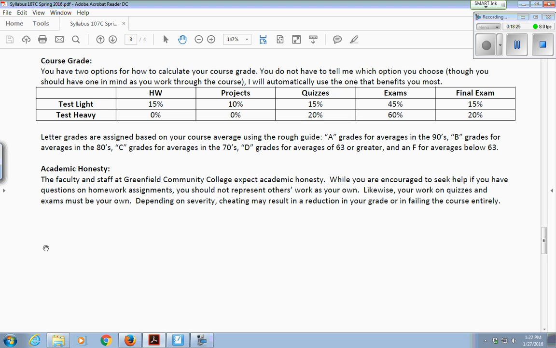All right, so for your grade, I'll calculate your grade 2 different ways and give you the better of the 2. Okay, so one of them is test heavy. The largest percentage is on your exams, 60% exams, 20% final exam. Whereas test light reduces the weight on exams and distributes it a little bit more throughout homework and projects and things you do at home. So you don't have to choose. I'll just calculate it both ways and give you the better grade.